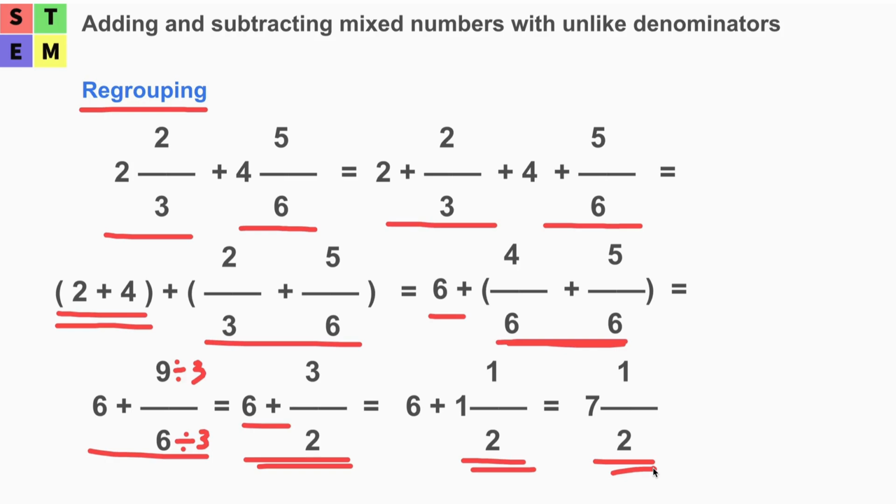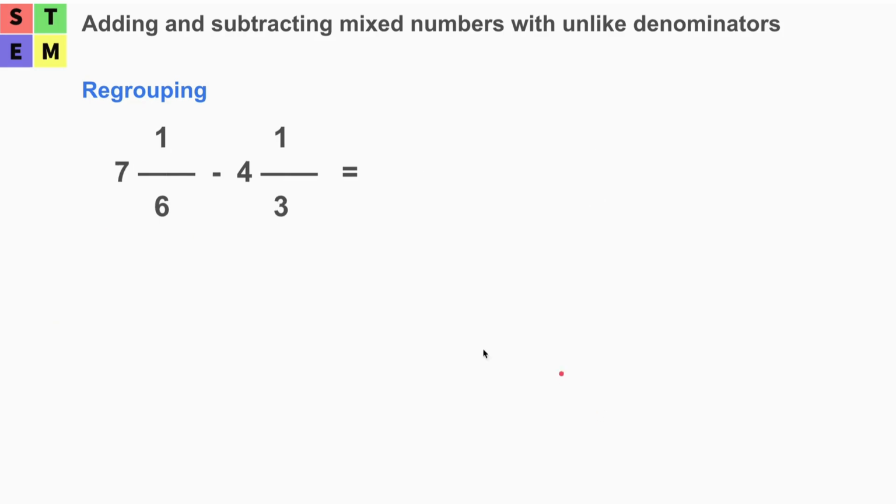So I guess I don't have to separate the steps, right? So 1 and 1 over 2 basically equals 1 plus 1 over 2, right? So we're gonna calculate 6 plus 1 first, then we got 7, and then plus 1 over 2. So that's 7 and 1 over 2. Okay, so that's the first example of regrouping. And our next example is subtraction. Okay, we got 7 and 1 over 6 minus 4 and 1 over 3.